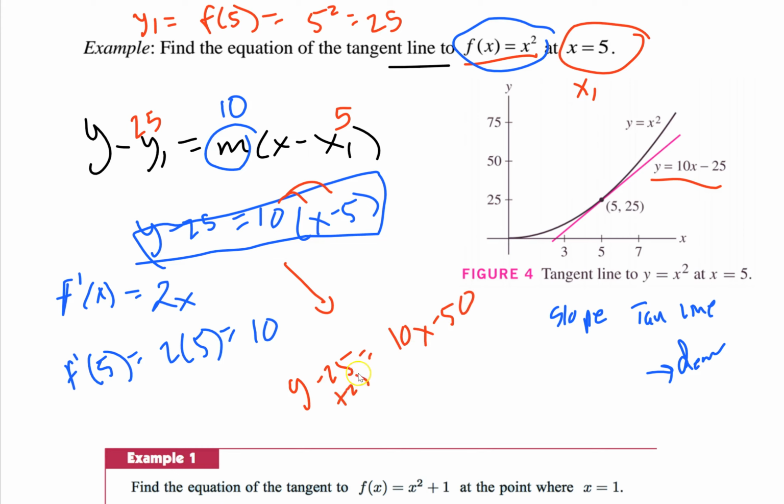Y minus 25 equals 10x minus 50. Add 25 to both sides. Y equals 10x minus 25. Right? Again, so you don't need to do this unless they ask. If they say put in a certain form, then you have to do this. Otherwise, this is totally fine, right? Either way, it's the same answer. So that's our first example. Let's do another one.